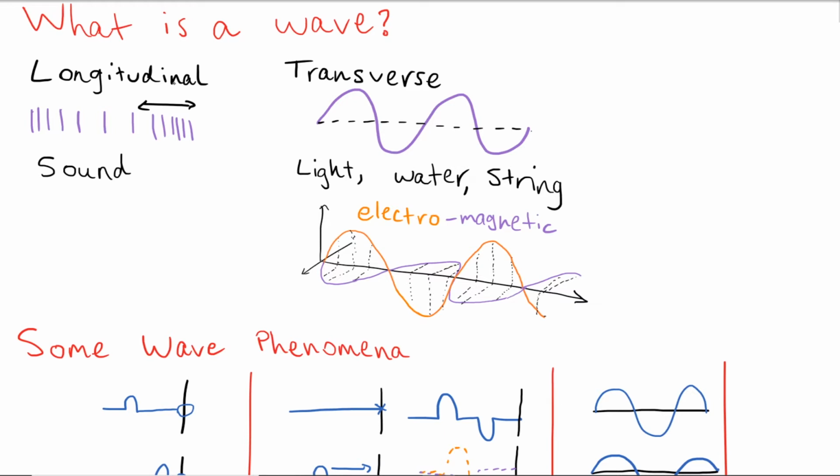And then on the other hand, we have transverse waves, where the disturbance is perpendicular to the motion of the wave. So if you think about a cord or a string, when you flick one end, you can see how that disturbance travels down the cord. Before we get into analyzing waves, we need to know their components.